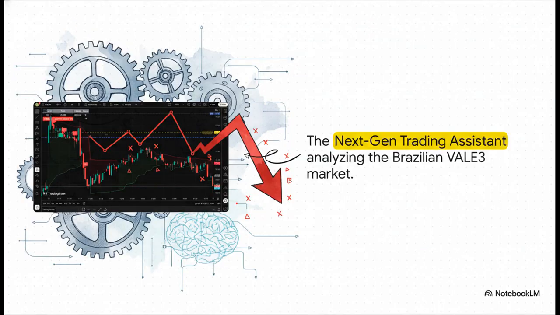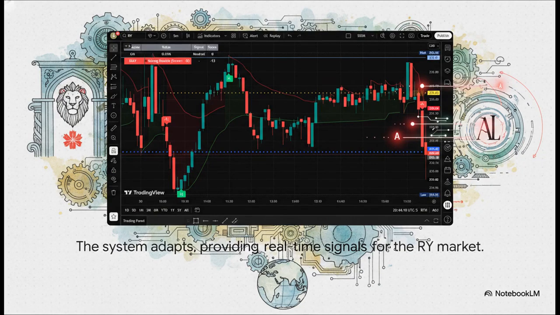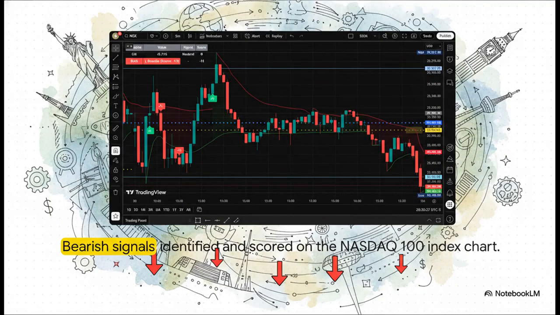And this system isn't a one-trick pony. It's incredibly robust. Here it is analyzing the Brazilian stock VAL3, and you can see it's clearly identifying a bearish bias in the market. Okay, now let's jump over to a totally different market, the Royal Bank of Canada. The system just adapts instantly, no problem, providing that same exact level of high-quality analysis. And for one more, let's look at the NASDAQ 100 index. Again, it's right there, flagging potential trades. So think about that. We went from a simple idea, a set of rules in English, to live analysis across global markets. And I'll say it again, all without writing a single line of code by hand.